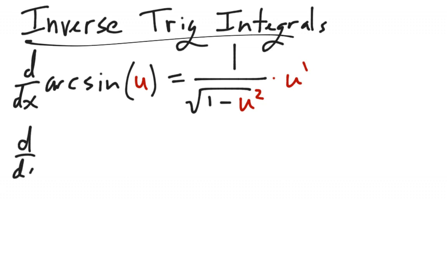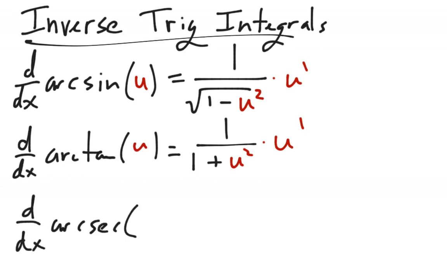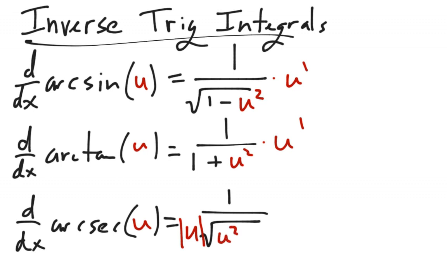The derivative of arctangent, let's see if you remember, is 1 over 1 plus u squared, and then u prime for the chain rule. And then that last one is the derivative of arcsecant of u, and this is the weird one. The derivative of arcsecant of u is 1 over, and then it's going to have a square root, and then there's two pieces. The first piece is the absolute value of u out front of the square root, and then it's going to be u squared on the inside minus 1, and then u prime for the chain rule.